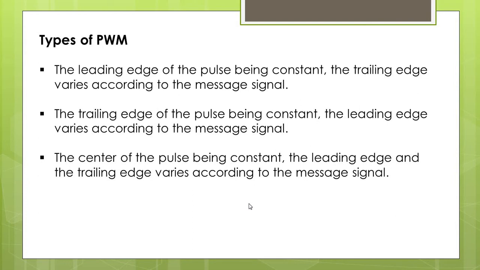We have three types of pulse width modulation or pulse duration modulation. The first one is that pulse width modulation can be done by triggering at the leading edge of the pulse. The second one is that it can be done by triggering at the trailing edge of the pulse. The third is that it can be done by triggering at the middle of the pulse. So these are the three types of pulse width modulation.